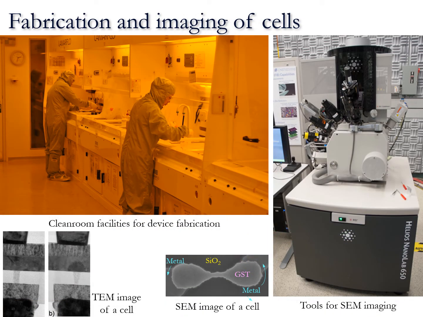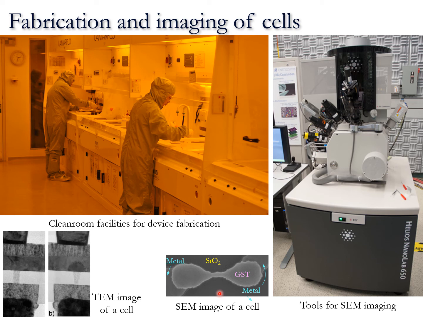These devices are fabricated in clean room facilities where there are certain standards for cleanliness, and the users also have to wear gowns for the clean room. These devices can be imaged with the electron microscope. Because these are in the nanoscale range, we cannot see them under the optical microscope. So one way to see them is under the scanning electron microscope, and this is how a SEM imaging tool looks like. And this is an example of the SEM image.